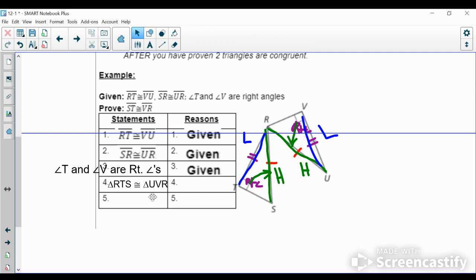So already we can say that these two triangles are congruent. Triangle RTS is congruent to triangle UVR. Our reason is HL, hypotenuse-leg. Since these triangles are congruent, any other angles or sides that do not have congruent marks are automatically congruent. So we go to our proof statement. ST now is automatically congruent to VR. And our reason is because they are corresponding parts of congruent triangles, therefore they are congruent.